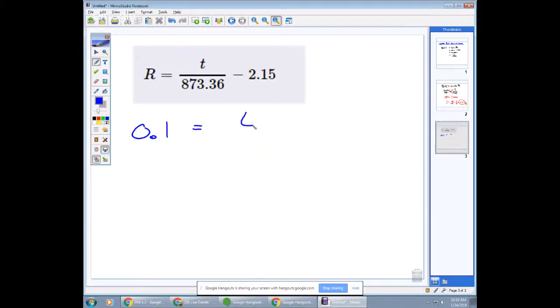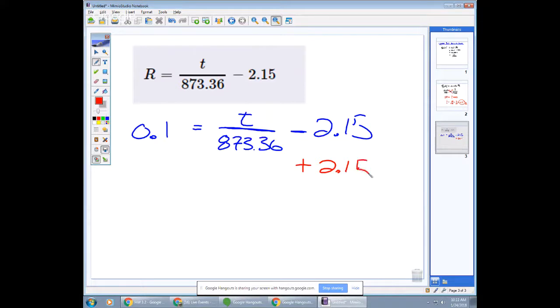And that's going to be equal to T over 873.36 minus 2.15. And I mentioned yesterday and in the past course that solving an equation is the reverse of plugging a number in. If I knew what T was, first I would divide, and second I would subtract. To solve it, I have to do that in reverse. So the first thing I want to do is get rid of the 2.15. How do I do that? Add it. Yeah, since it's involved in a subtraction, we would add 2.15 to both sides.